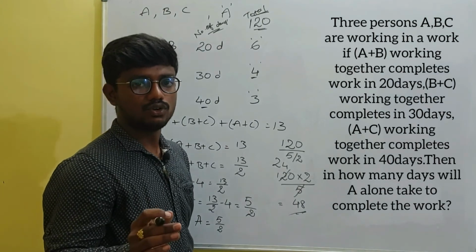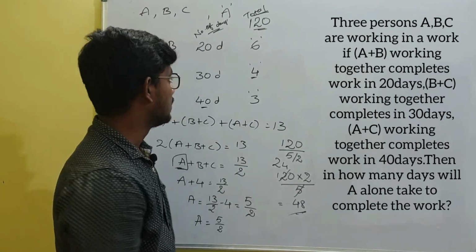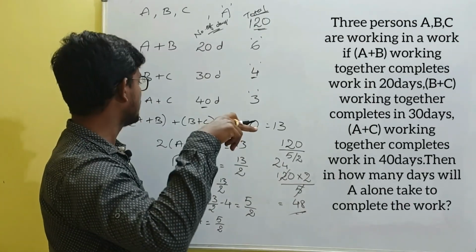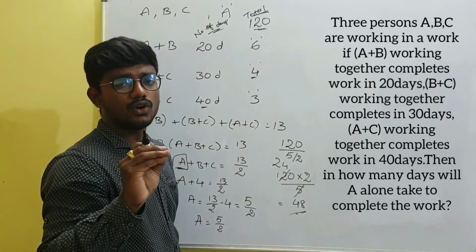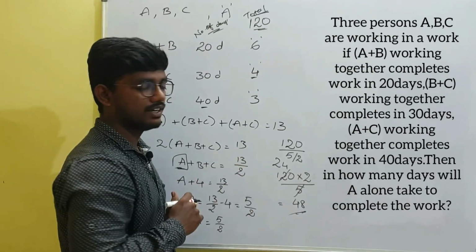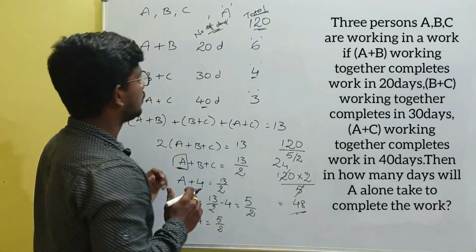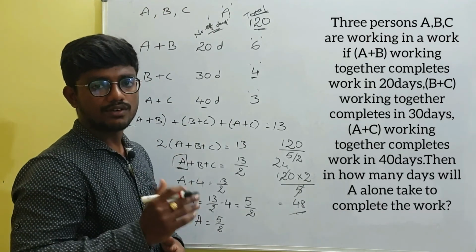This is how we have to do it in competitive exams. We must not follow the method of 1 by A plus B, 1 by B plus C, 1 by A plus C. We must not follow such methods in competitive exams. We have to follow these kinds of shortcuts in the exams to save our time.